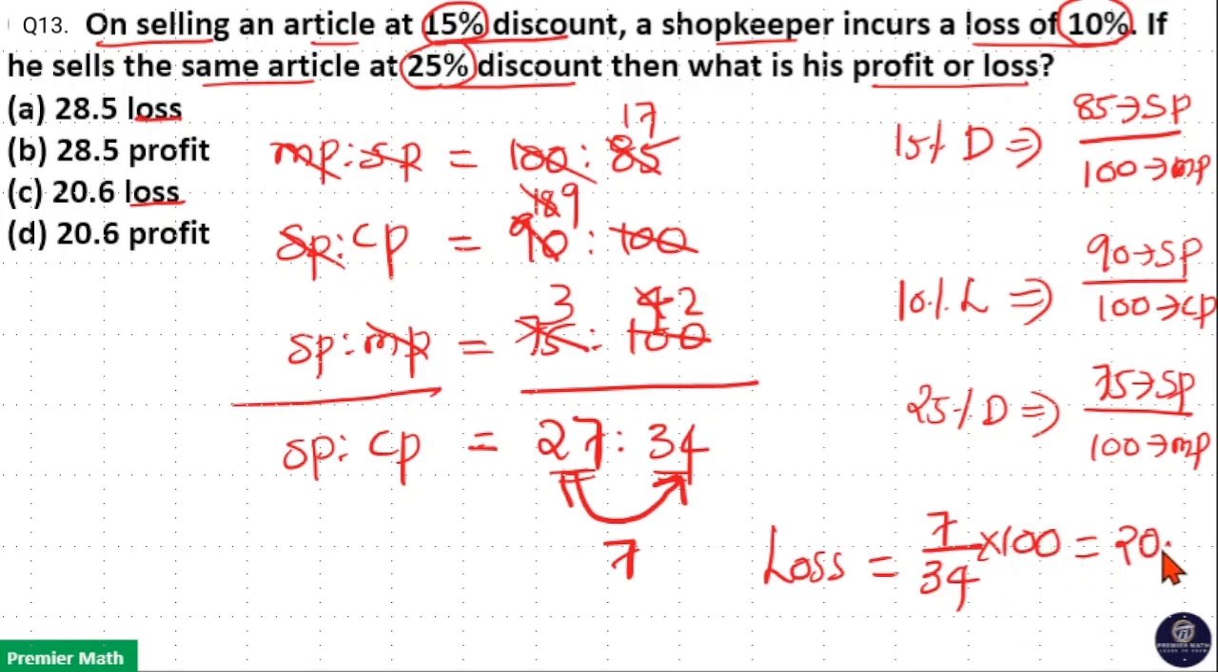Then this will be around 5. So this is nearly 20.6. So option C is your answer. So when he sells the article at 25% discount, he incurs a loss of 20.6%.